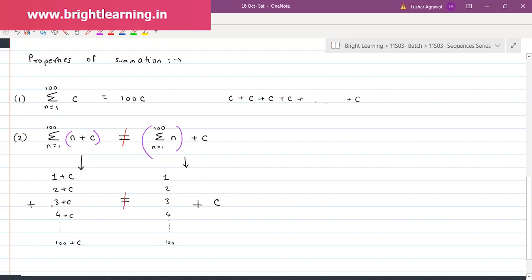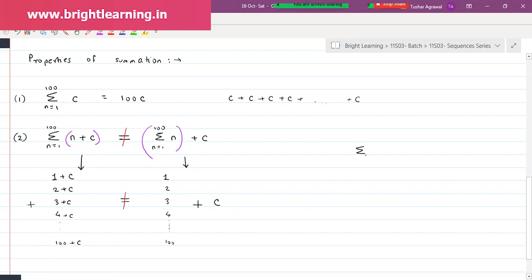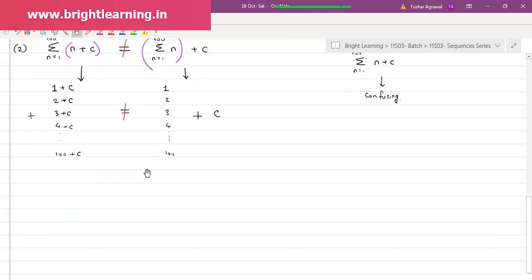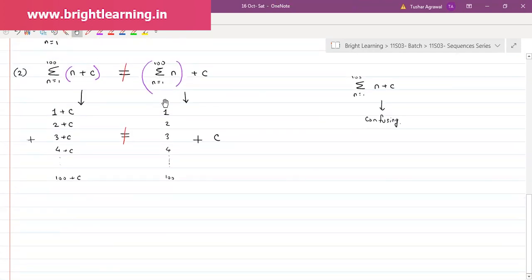Yes or no? Yes, sir. Because in the RHS, C is added once, whereas if the sum were over the whole expression, C would be repeated 100 times, or whatever the upper value is. So if I just write the summation of n plus c, with n from 1 to 100, be careful while writing such things, because it is an ambiguous statement. It is a little bit confusing. Make proper use of brackets. Here the bracket is important, depending on what you actually want to represent.